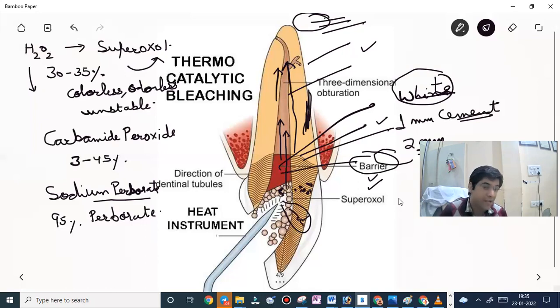The next question is, what white material should be used? The materials that have been suggested include glass ionomer cement, intermediate restorative material, Cavit, zinc oxide eugenol cement, or zinc phosphate cement.